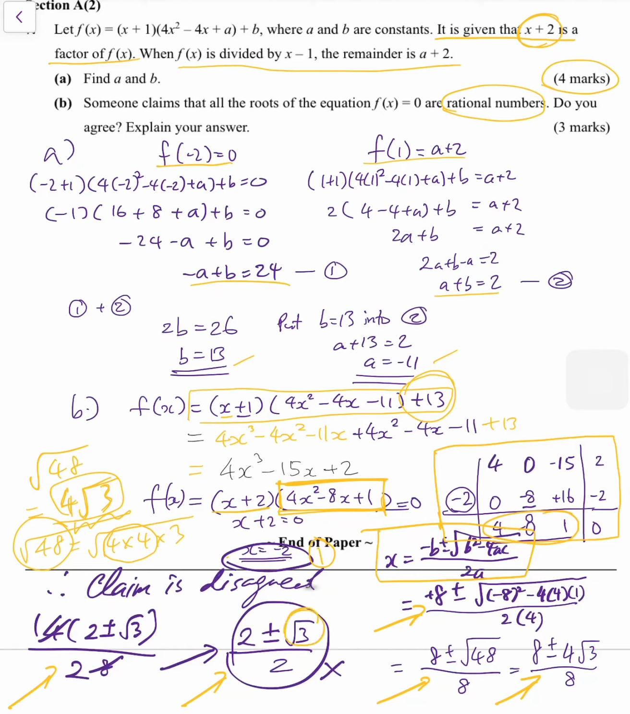And then you realize that because this square root 3 cannot be simplified as a number, therefore this term is an irrational number. So since it's an irrational number, the claim that all of them are rational is wrong, so the claim is disagreed.